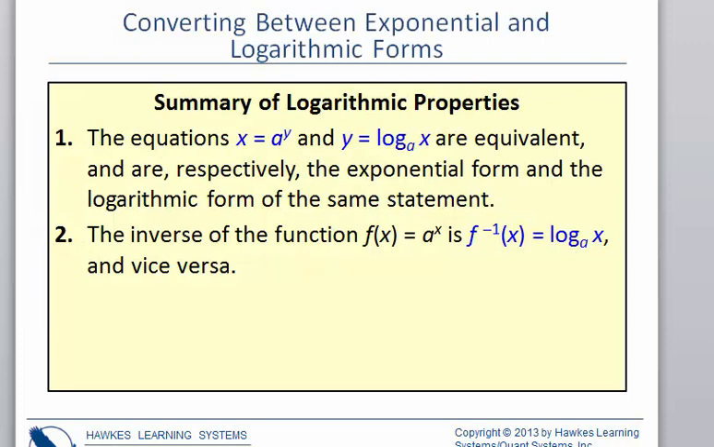So first we want to remember that the equations x is equal to a to the y and y is equal to log base a of x are equivalent. Remember that this rule helps you switch between logarithmic and exponential form. Number 2 says the inverse of the function f of x is equal to a to the x is f inverse of x is equal to log base a of x and vice versa. So this statement gives you the ordering to go from a function to its inverse.